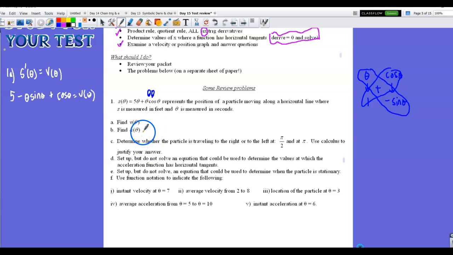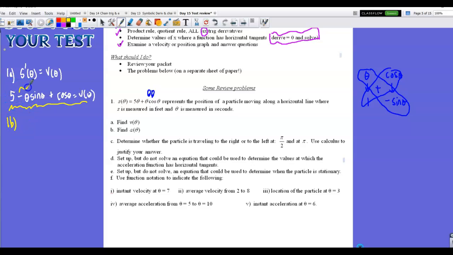Letter B wants me to find the acceleration function. So I'm going to change colors now to yellow. So right here in number 1A, I had the velocity. So now I'm going to do 1B, which wants me to find the derivative of this velocity function. The derivative of 5, of course, is 0.